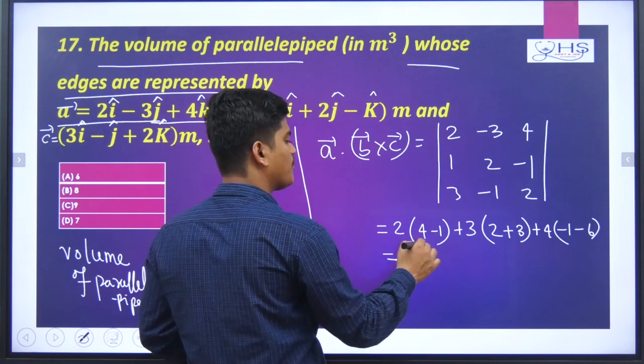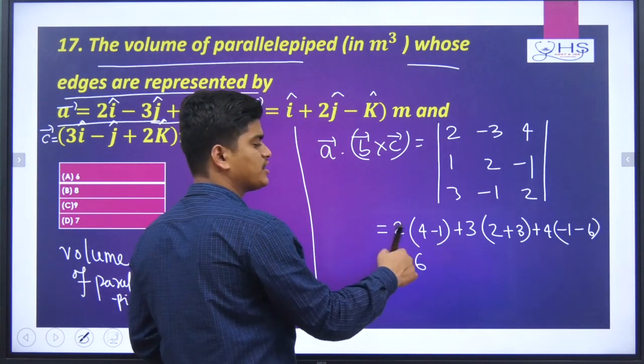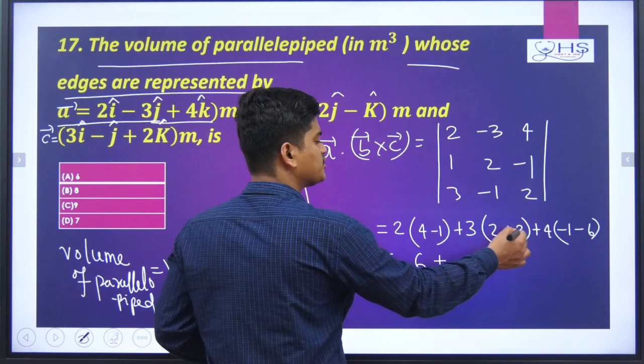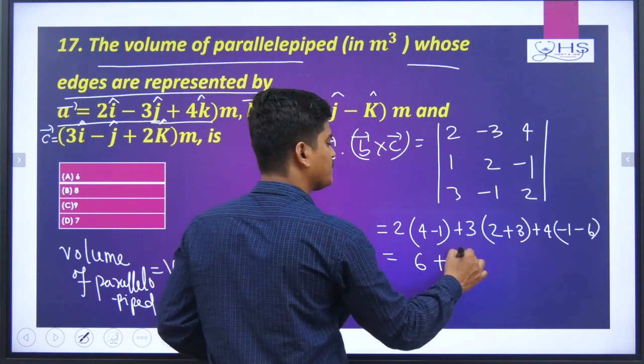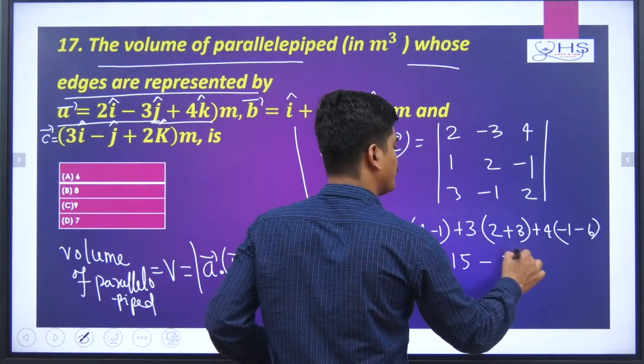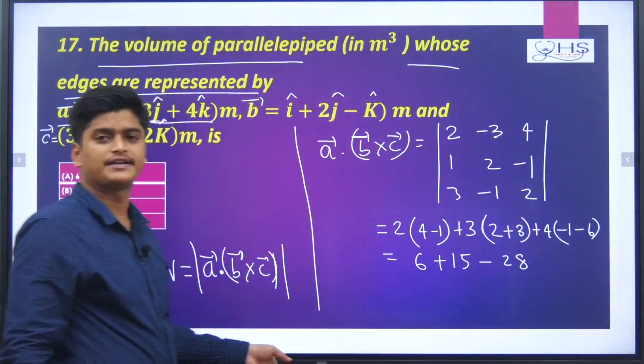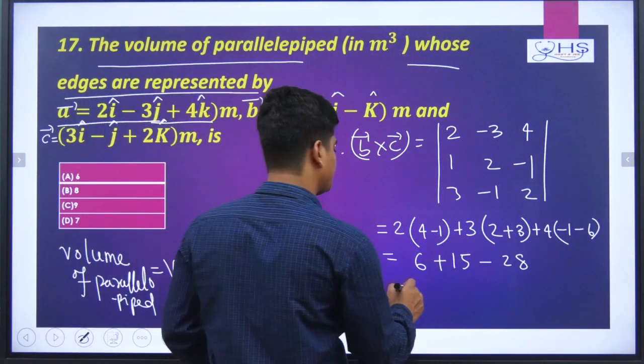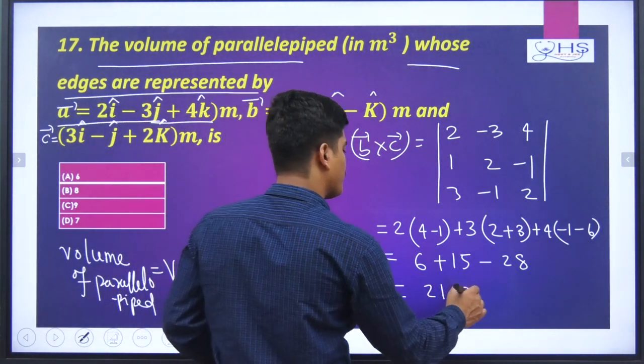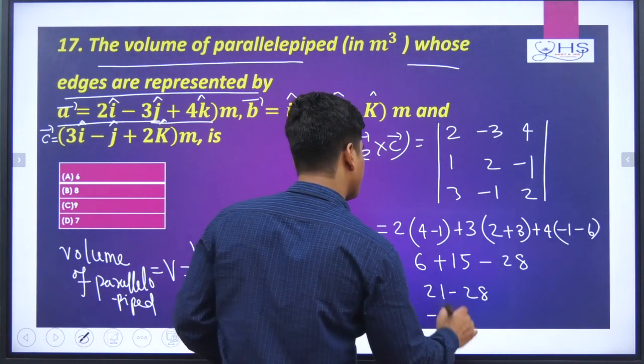You will see this one, it will come how much? 6. Because 4 minus 1 is 3. Plus this will come how much? 2 plus 3 is 5 into 3 is 15. Then minus, it is coming 28. Minus 6 minus 1 is minus 7 into 4 is minus 28. Now this is nothing but 21 minus 28, which is coming minus 7.